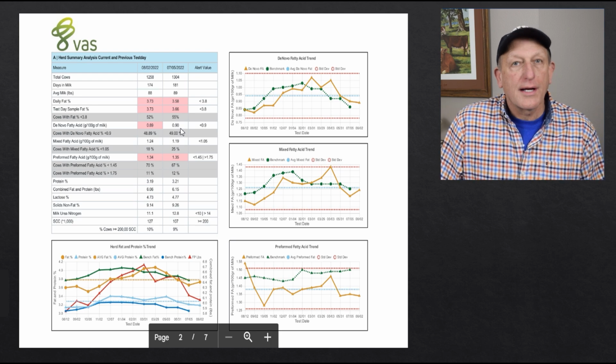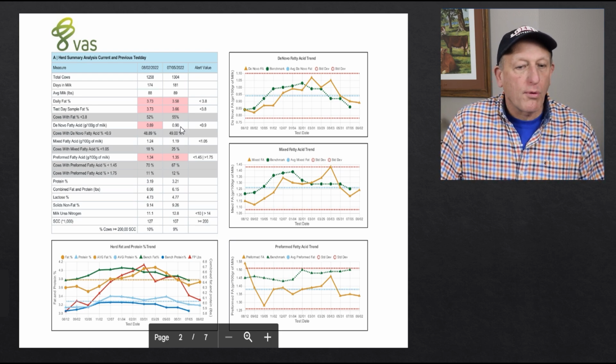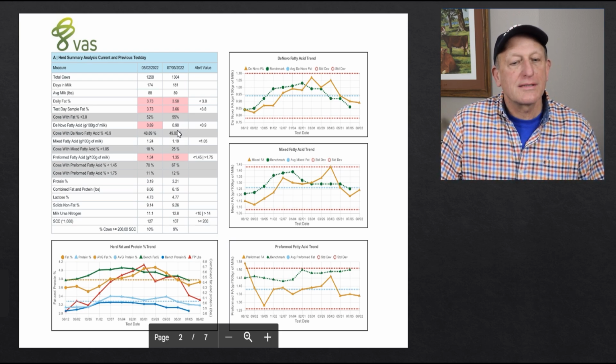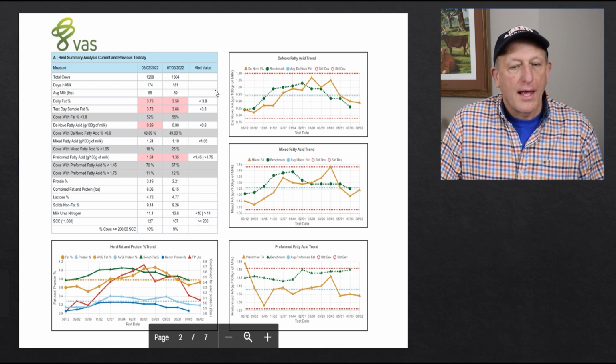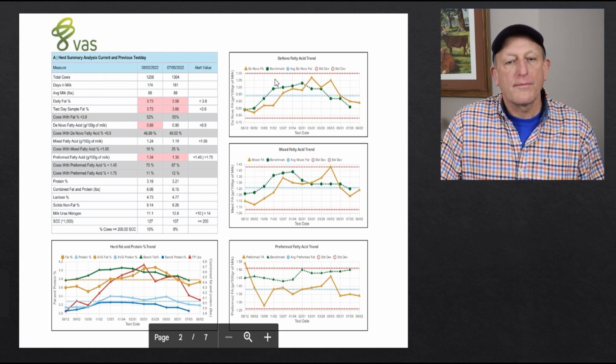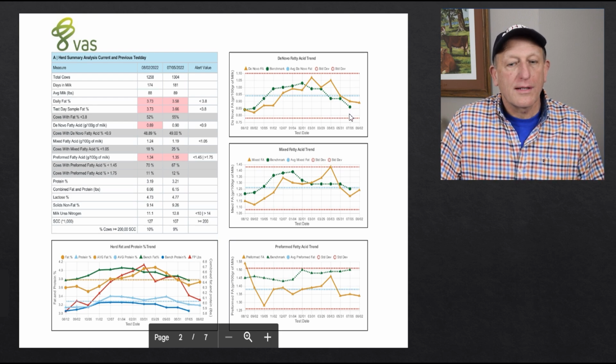In this herd, in July they had a 0.9% de novo, and in August had a 0.89, which was an alert level. They show you on graphs, as we see here. Last summer, de novos were really down, and then over the winter they crept up to good levels, and then now this summer they're on the low end again.